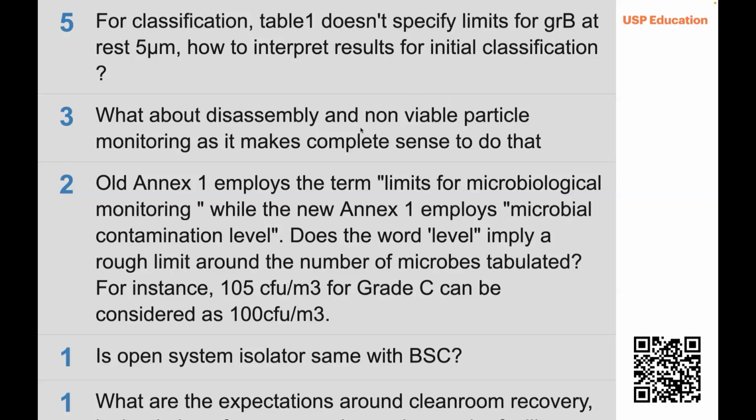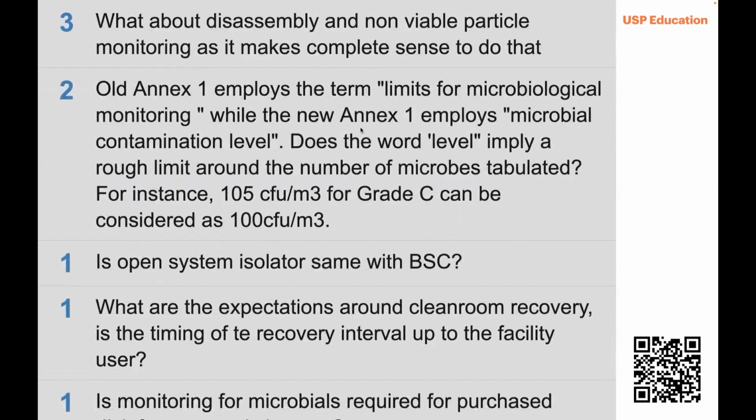The next one: what about disassembly and non-viable particle monitoring, as it makes complete sense to do that? It does not talk in Annex 1 about disassembly. We understand that obviously disassembly may generate more particles. I've seen that argued with data, where they basically said, oh yeah, we had a particle spike, but looking at the timing of it, it was occurring while we were doing a disassembly. Frequently for things like RABs, you're going to have those RAB doors open to be able to do those disassemblies.